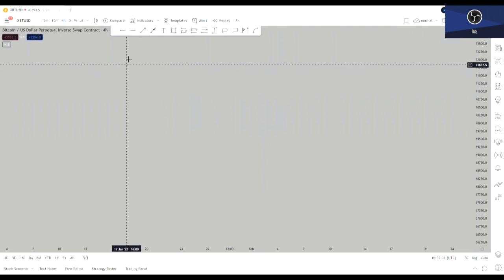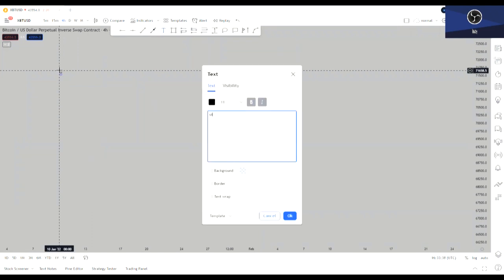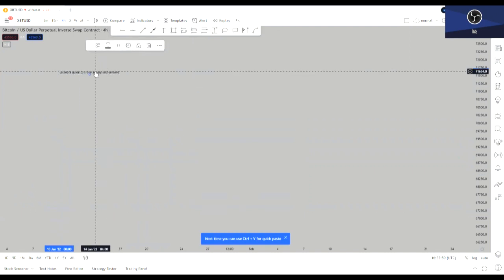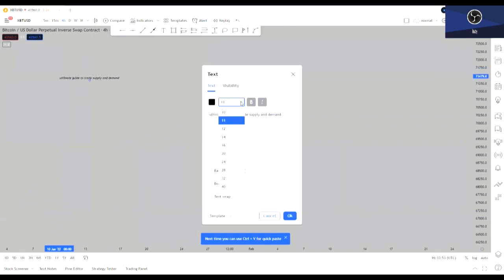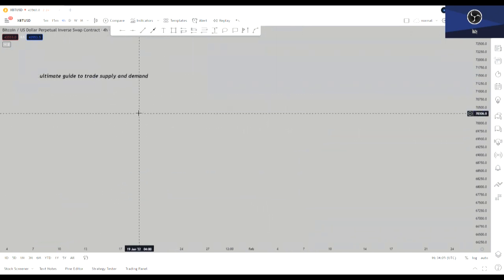So today we will talk about the ultimate guide to trading supply and demand. Okay, so basically, what is supply and demand trading? Supply and demand trading is a style of trading that many use nowadays in their trading journey to get very good risk to reward trades.